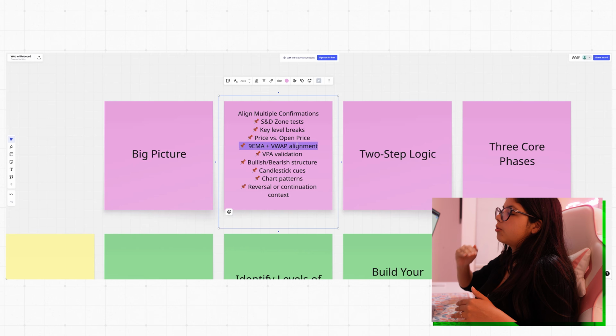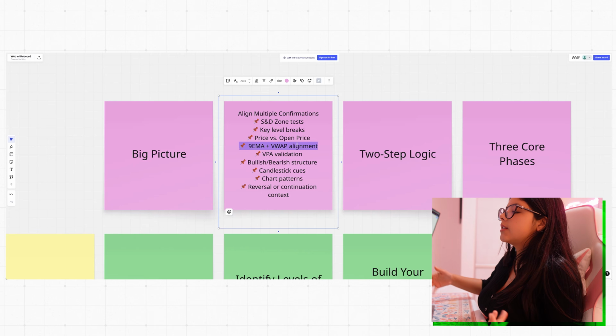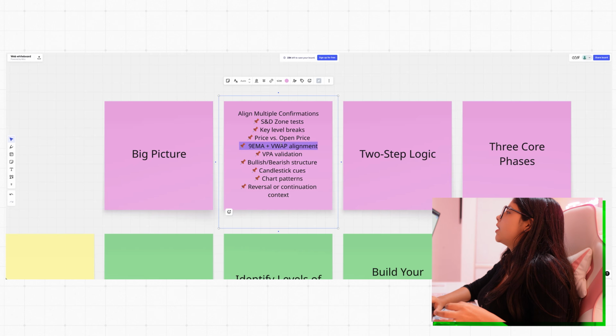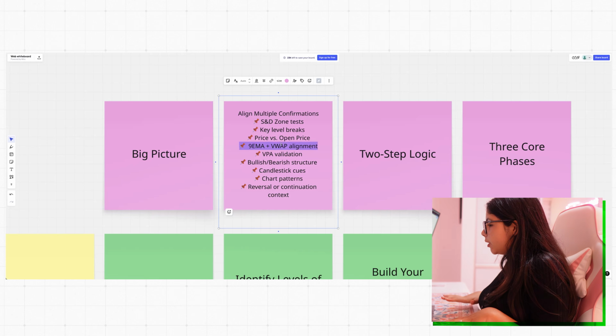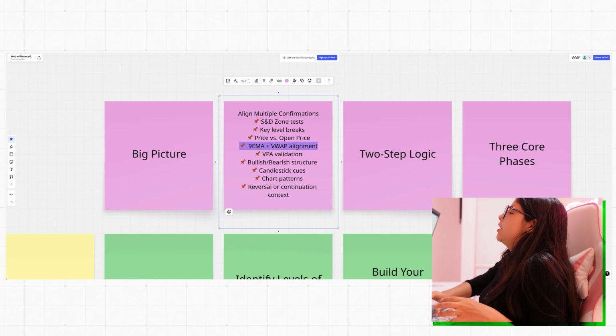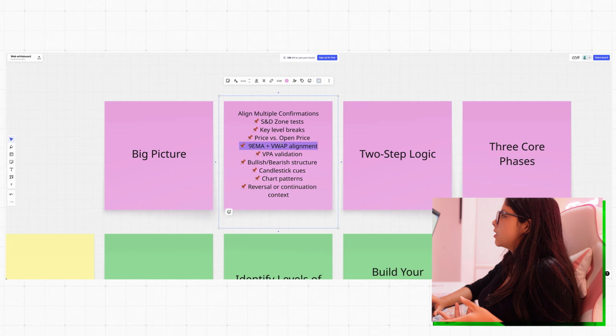If the current price is above VWAP, that's bullish. If the current price is above 9 EMA, that's bullish generally. So if the current price is below VWAP, that's bearish. If the current price is below the 9 EMA, that's bearish. The 9 EMA and the VWAP tend to act as a dynamic support and resistance level.